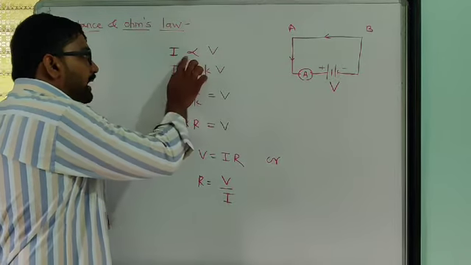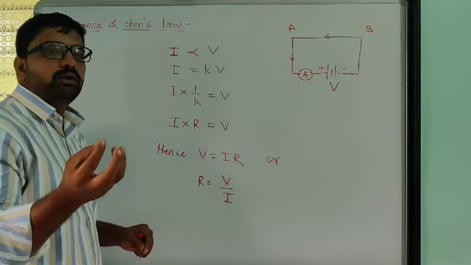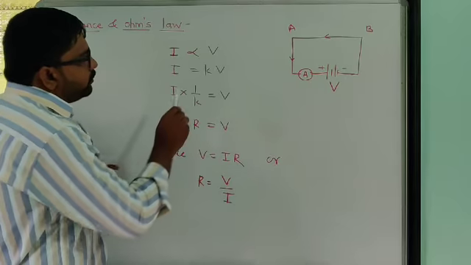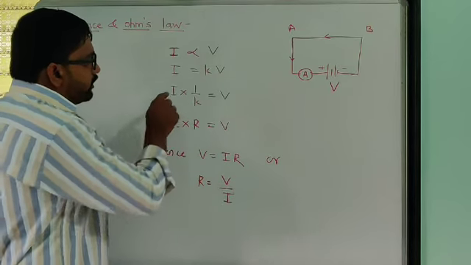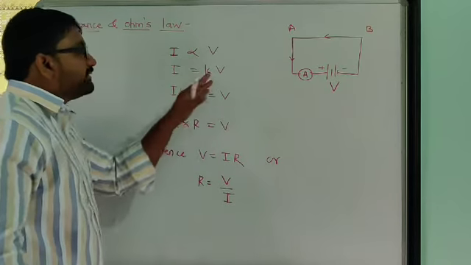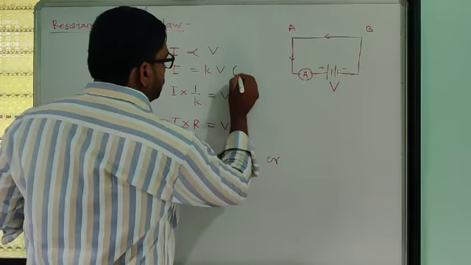Now we have to remove the proportionality sign and find an exact relation between these two terms. That is why we introduce a proportionality constant. So I will be equal to K times V, where K is a constant.